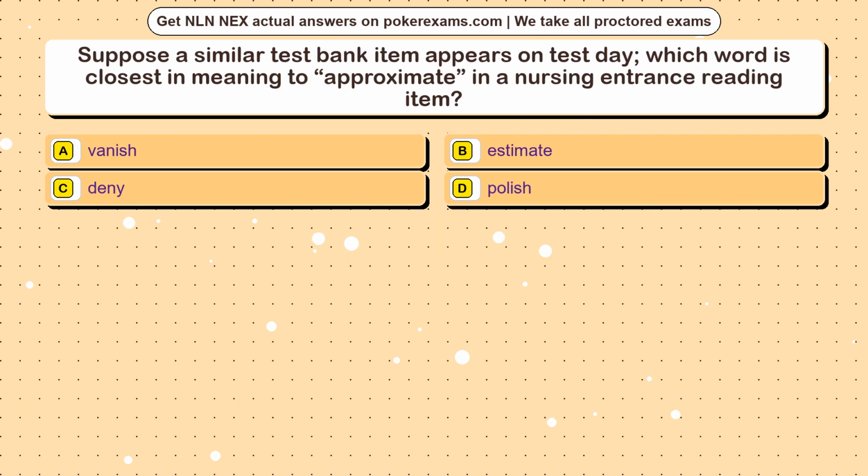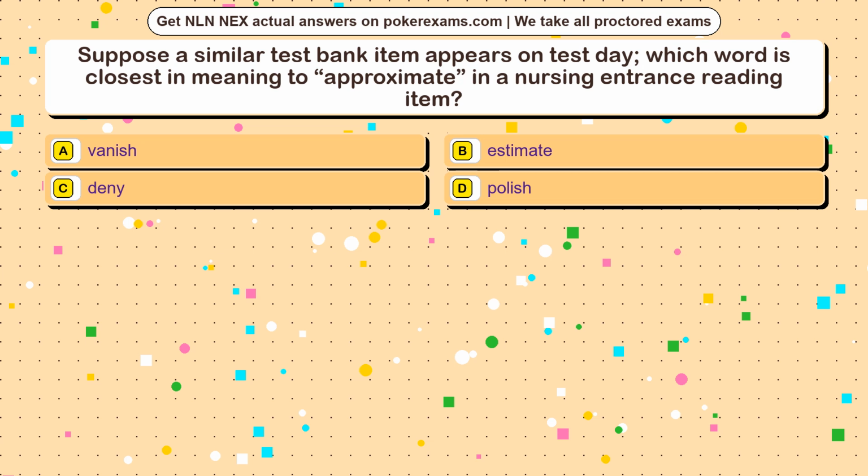Question 7. Suppose a similar test bank item appears on test day. Which word is closest in meaning to approximate in a nursing entrance reading item? Option A, vanish. Option B, estimate. Option C, deny. Option D, polish.